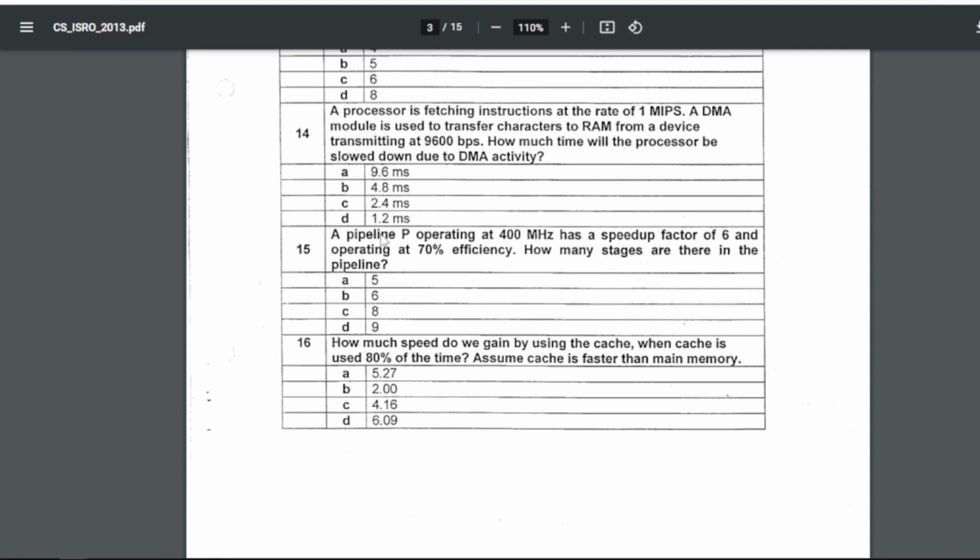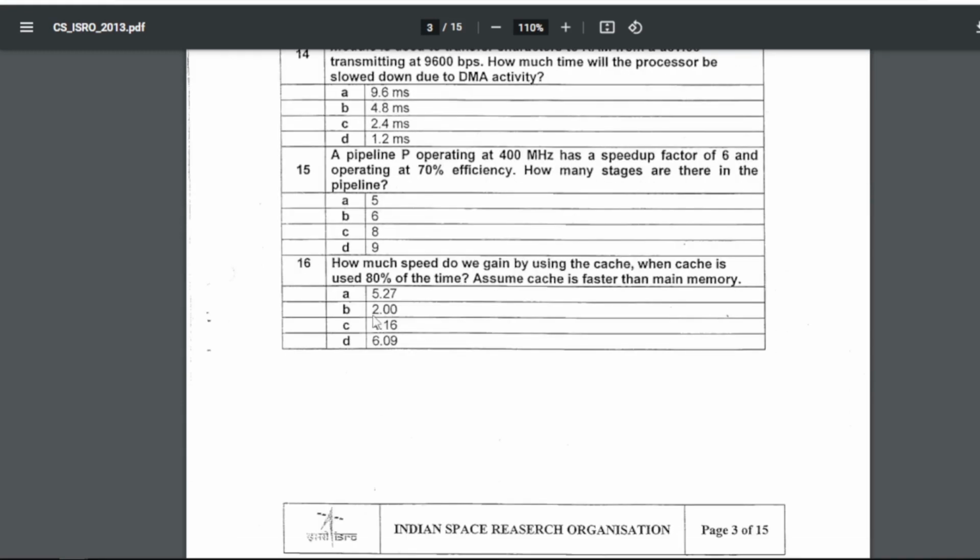Now question number 15: a pipeline P operating at 400 megahertz has a speed up factor of 6 and operates at 70% efficiency. How many stages are there in the pipeline? If you solve this, you will get the answer as D, that is 9. Efficiency equals speed up factor divided by number of stages, so 0.7 equals 6 divided by the number of stages, and the number of stages will be 9. So option D will be your correct option here.